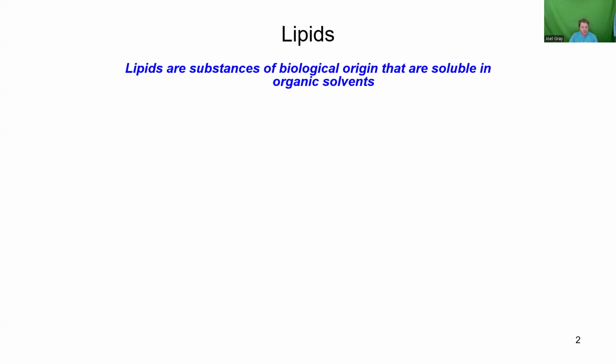Now, an example of a lipid that you're maybe familiar with would be something like, let's see, vegetable oil. Vegetable oil is a lipid. If you put that into water, what's going to happen? Well, it's going to cluster together. It's not going to mix up into that water.